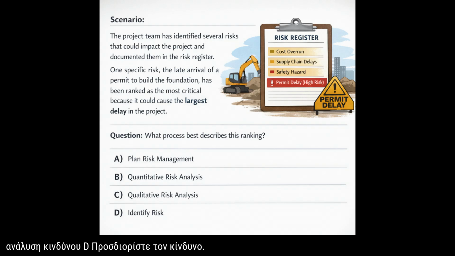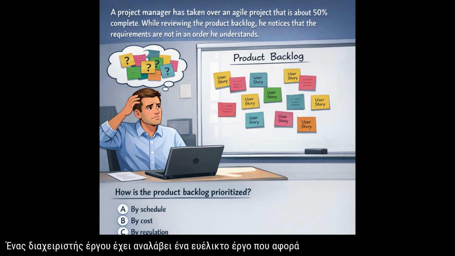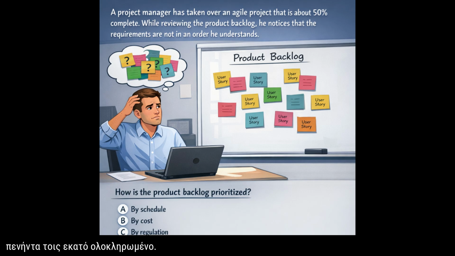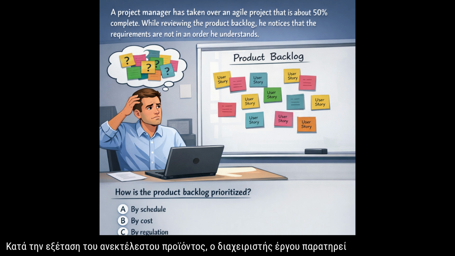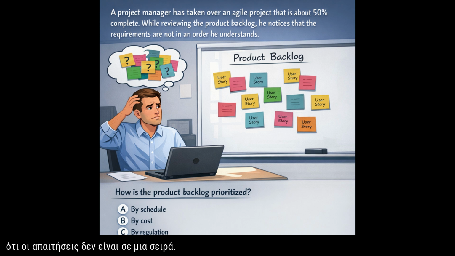D. Identify risk. A project manager has taken over an agile project that is about 50% complete. While reviewing the product backlog, the project manager notices that the requirements are not in an order he understands. How is the product backlog prioritized? A. By schedule. B. By cost. C. By regulation. D. By value.